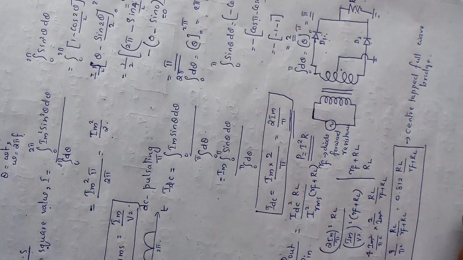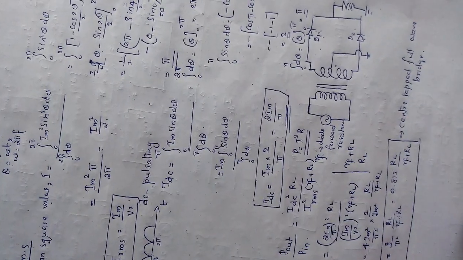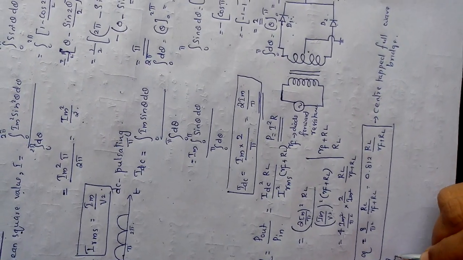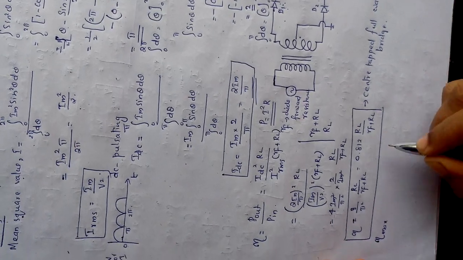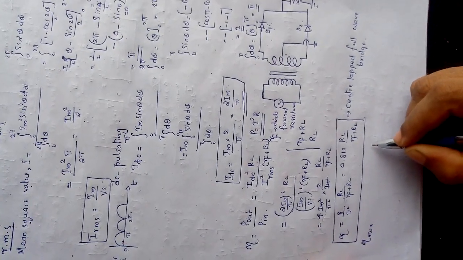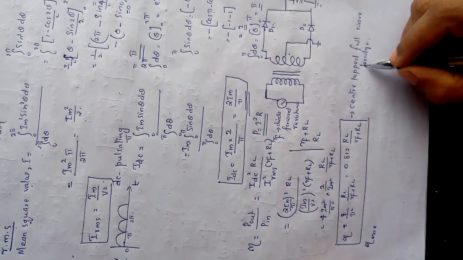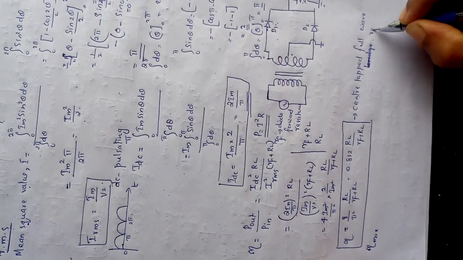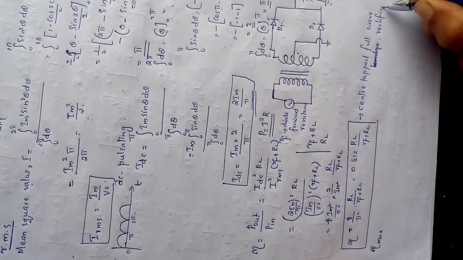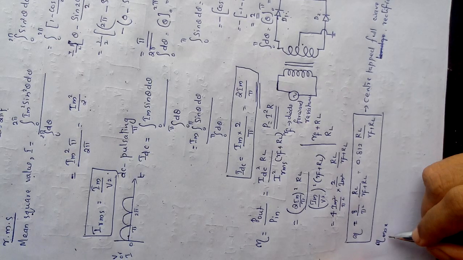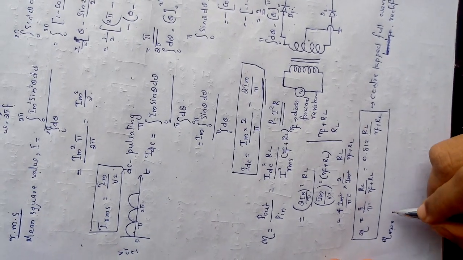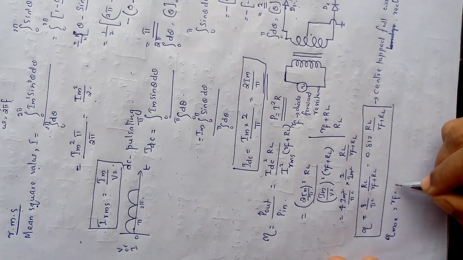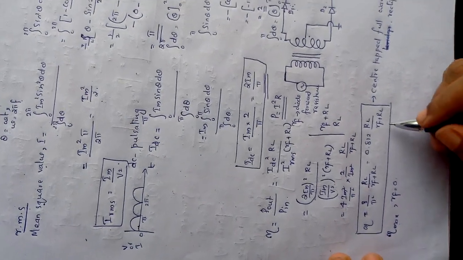Now the maximum value of efficiency is obtained when this RF is equal to 0, for the center trap full wave rectifier, not the bridge rectifier. That is, we are just neglecting the diode resistance.